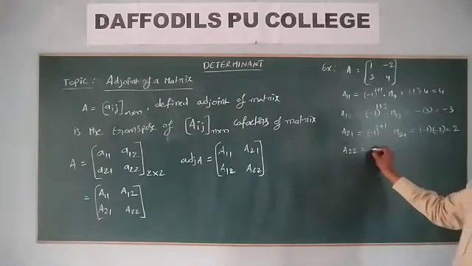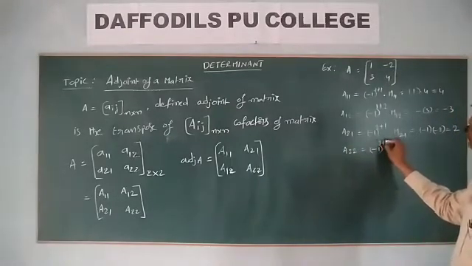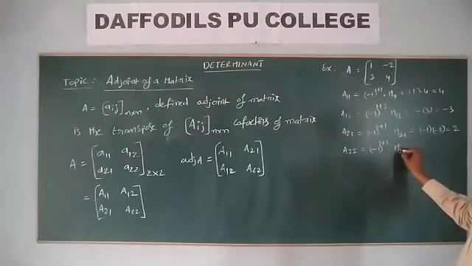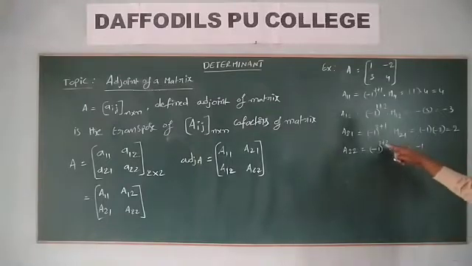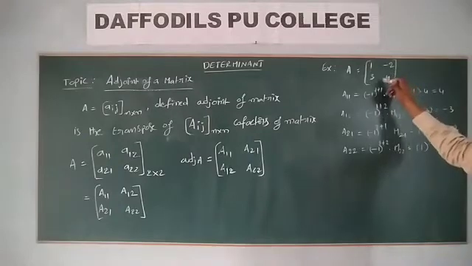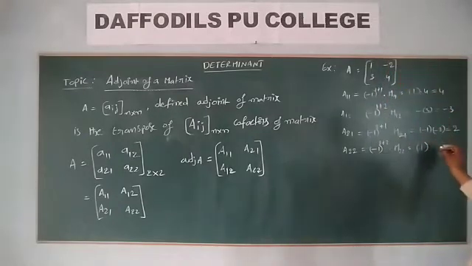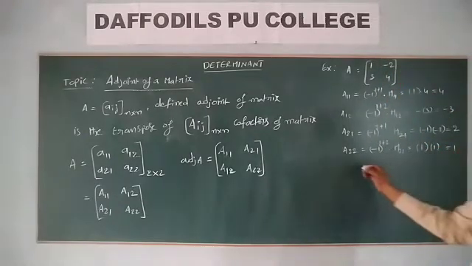A22 is equal to minus 1 to the power of 2 plus 2 into M22. Therefore, minus 1 to the power of an even number, so that is plus 1 into M22. M22: we will delete this row and this column, and the remaining element is 1. Therefore, the answer is 1.